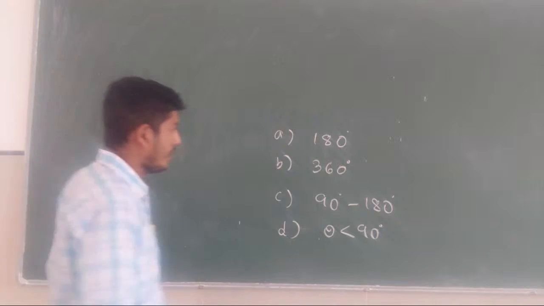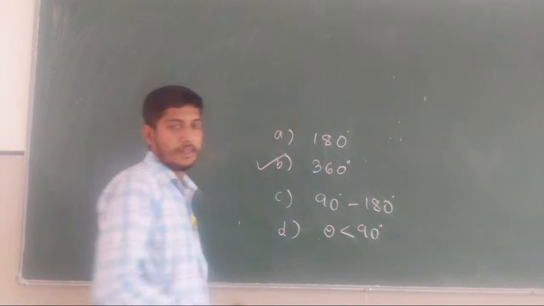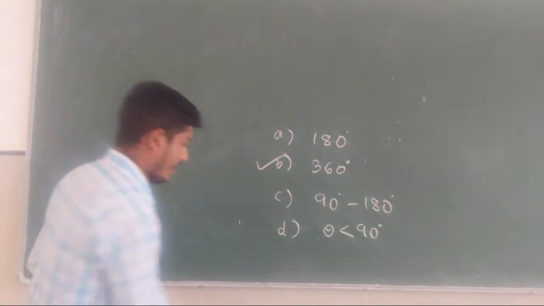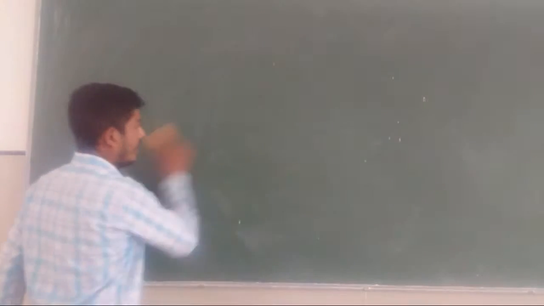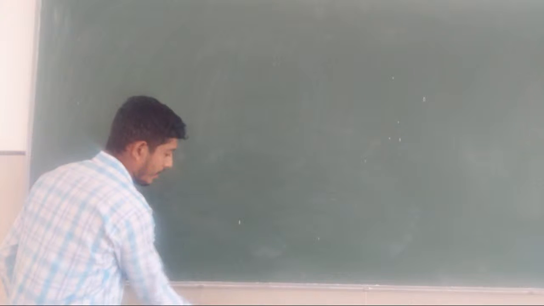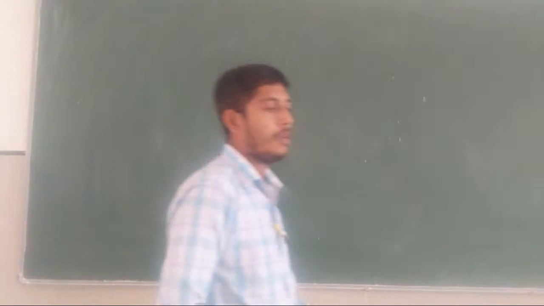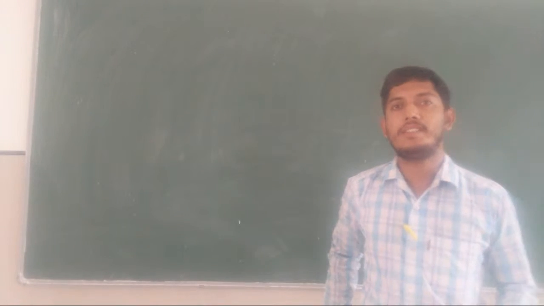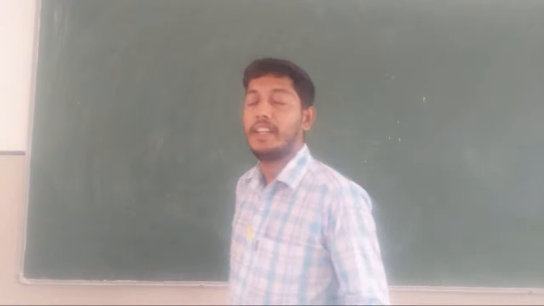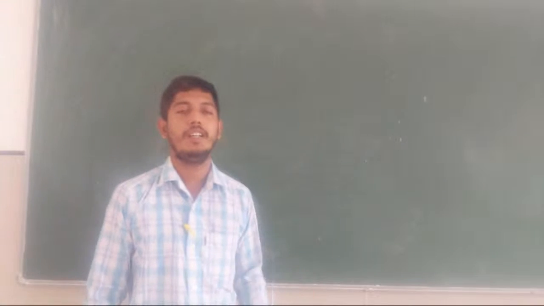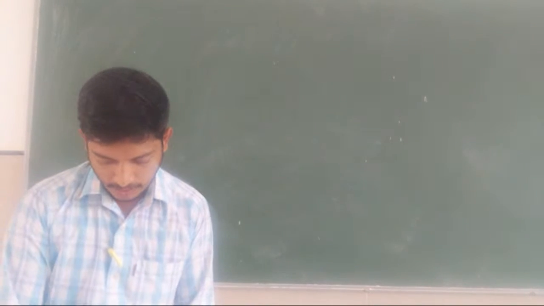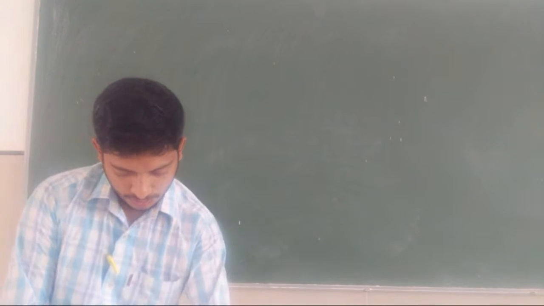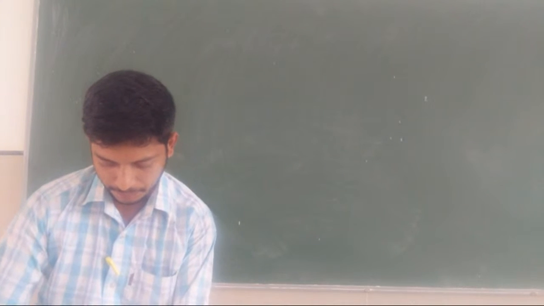So a complete angle means it is 360 degree. Okay, and you know about the angles: alternate angles, supplementary angles, complementary angles. Complementary angle means the sum of the two angles is equal to 90 degree, and supplementary means the sum of the two angles is equal to 180 degree. Now I will solve the sixth problem.